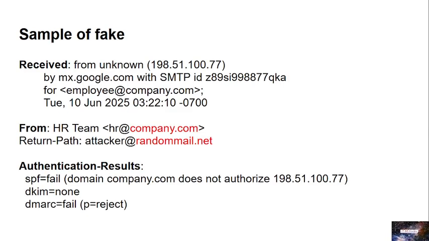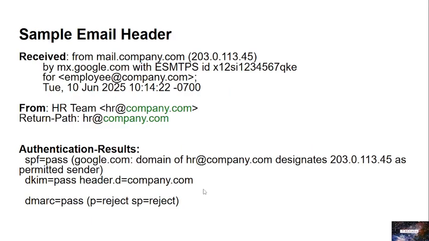Now, this is a sample of a fake email header. So it's received from unknown. It also shows the IP address, the mail exchange server. But you can see here that for employee, we go back. I want you to look at this carefully. You see that for this one we have employee at company.com. Then you have the header, HR team. Then HR at company.com. And the return path is HR at company.com.